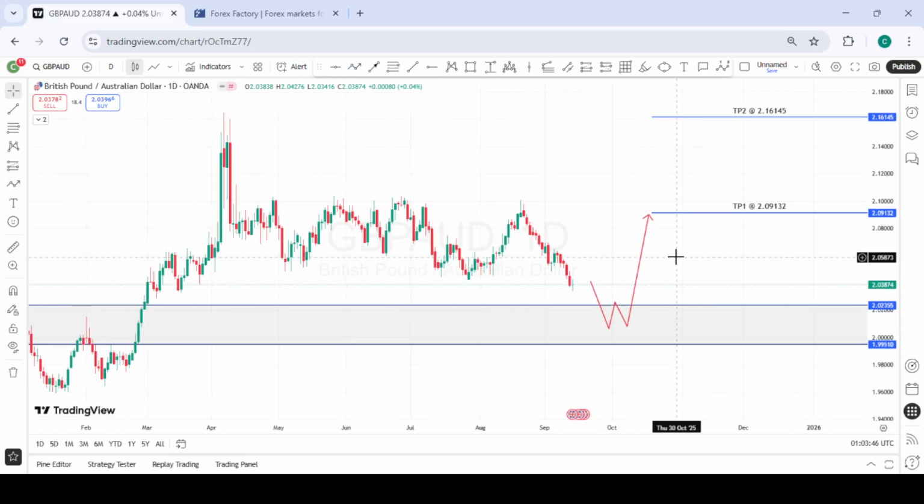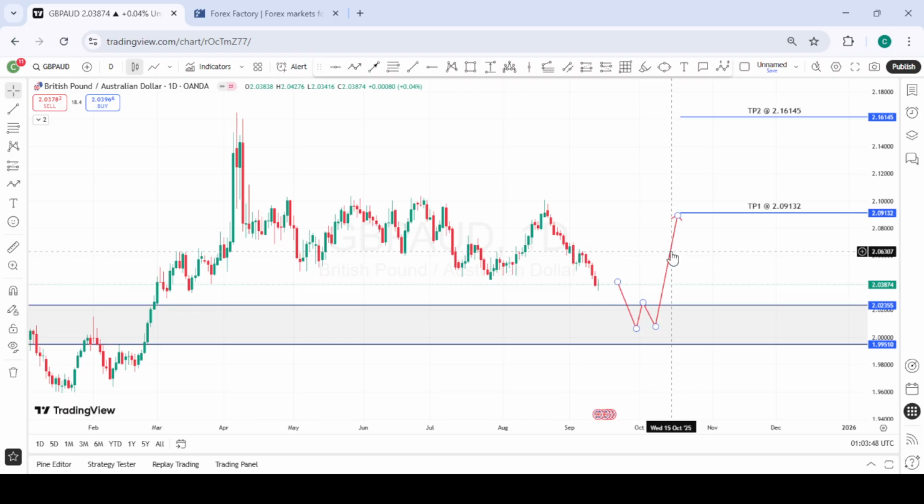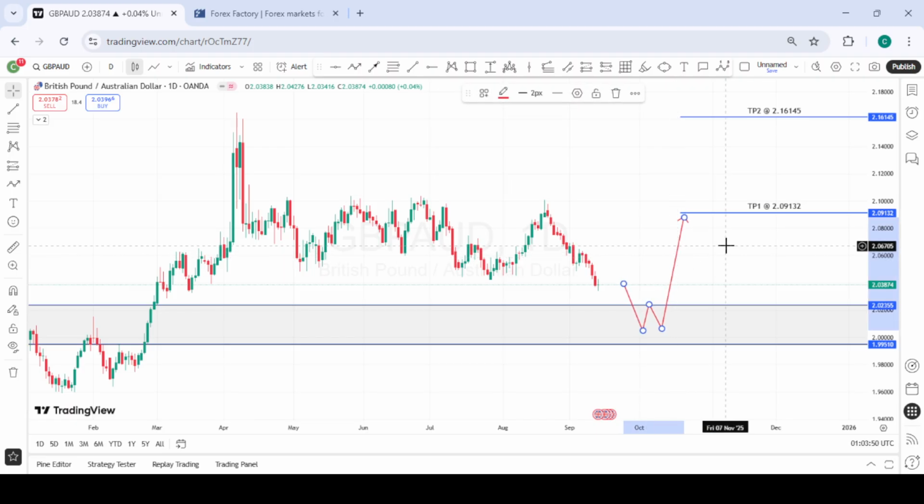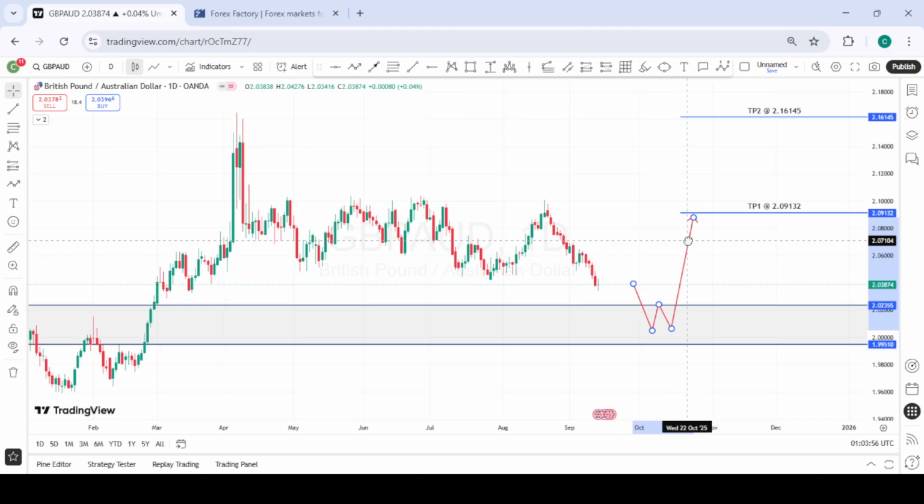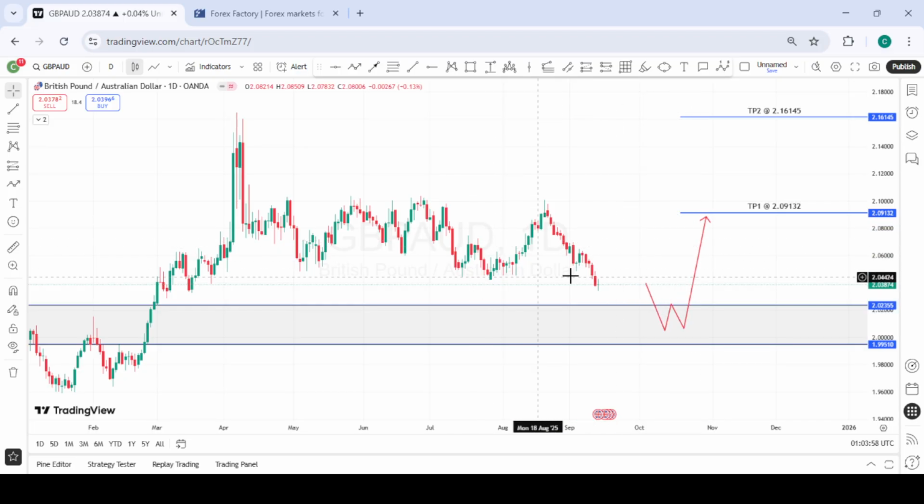So we just have to give price some more time to develop for us to make our decisions whether to go bullish or to go bearish. But if you're an intraday trader or a day trader, you can as well look for some selling opportunities into this area of interest, and then from there we look out for the buying opportunities to the upside.